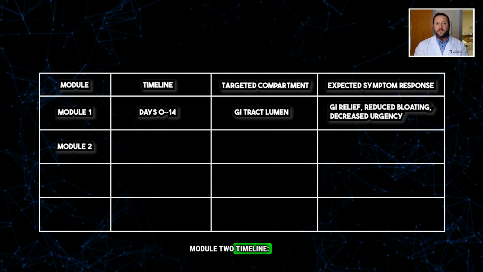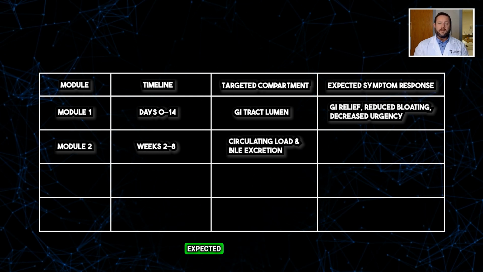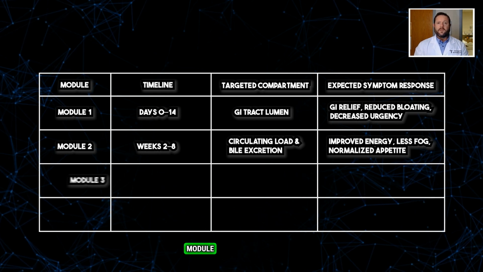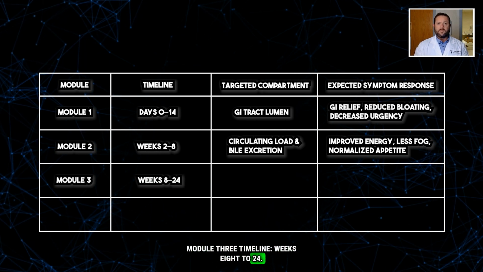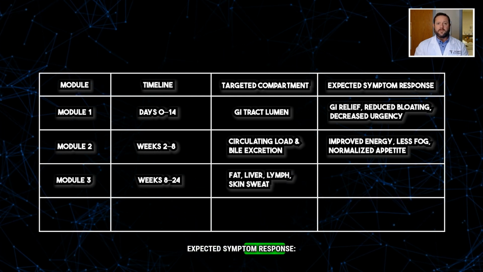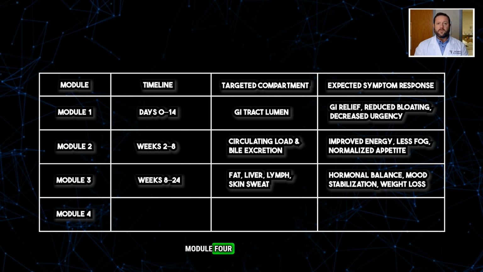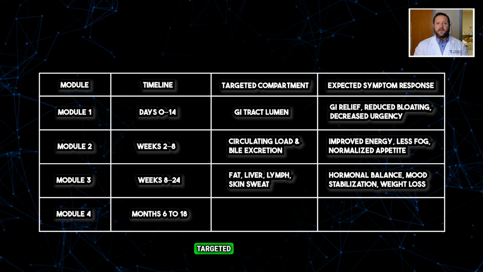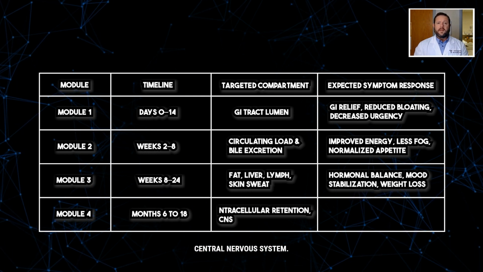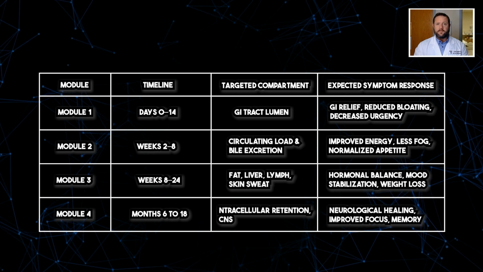Module 2, timeline, weeks 2 to 8, targeted compartment, circulating load and bile excretion. Expected symptom response, improved energy, less fog, normalized appetite. Module 3, timeline, weeks 8 to 24, targeted compartment, fat, liver, lymph, skin sweat. Expected symptom response, hormonal balance, mood stabilization, weight loss. Module 4, timeline, months 6 to 18, targeted compartment, intracellular retention, central nervous system. Expected symptom response, neurological healing, improved focus, memory.